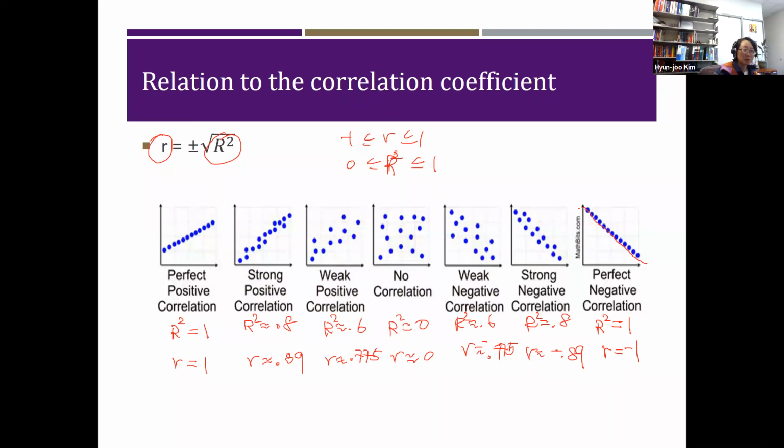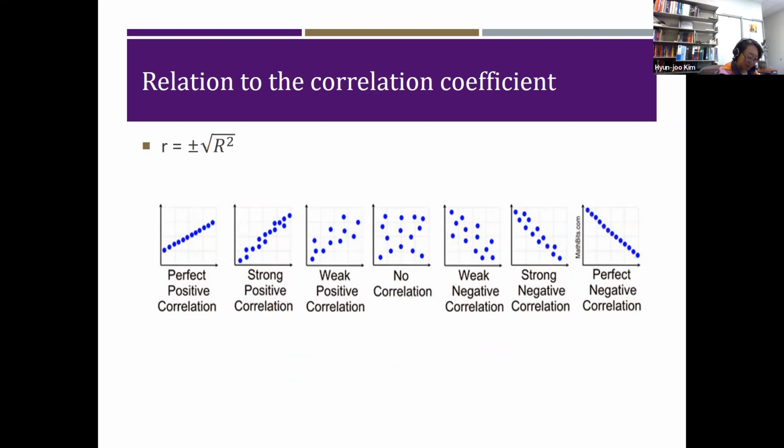Just notice that once you take a square root, a value between 0 and 1 actually becomes larger than the original value. The same thing is happening here too, right? So just notice that. That's the thing about R squared and R.